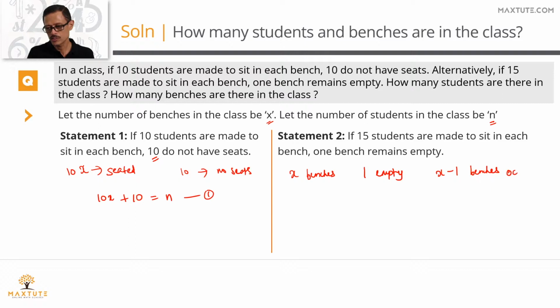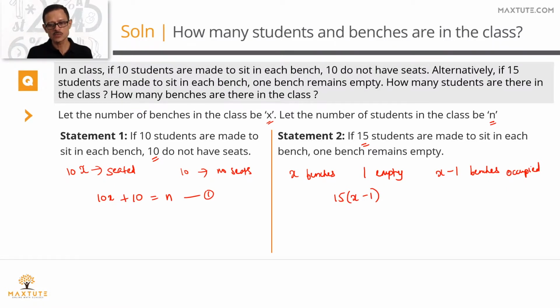Each bench, how many students are we seating right now? We are seating 15 students. X minus 1 benches are occupied. 15 students per bench. So 15 into x minus 1 students are seated. Have we covered all the students in the class? Obviously, we have one bench empty. We have seated all the students.